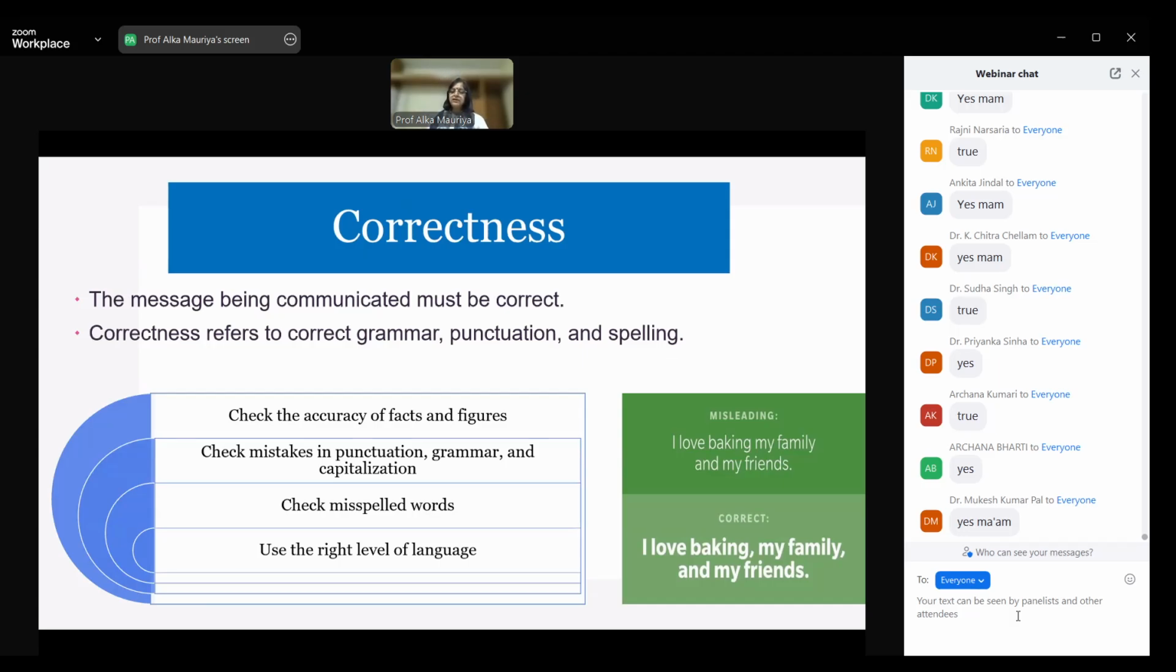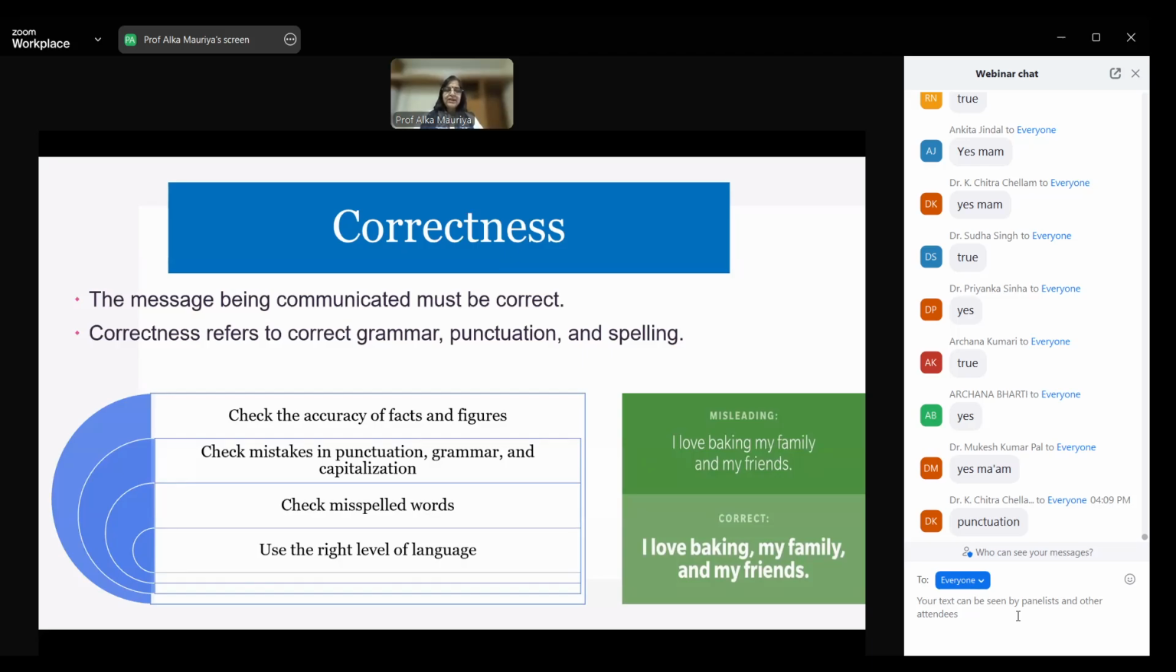And when you look at it after using proper punctuation, it says, "I love baking, I love my family, and I love my friends." So just see how the meaning has altered because of putting punctuation in place. That is why you check your mistakes in terms of punctuation, grammar, capitalization, and misspelled words.